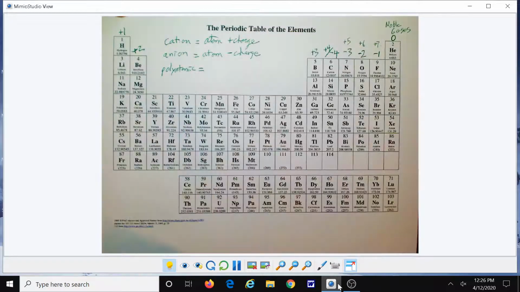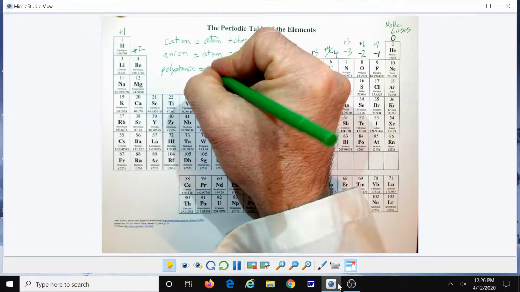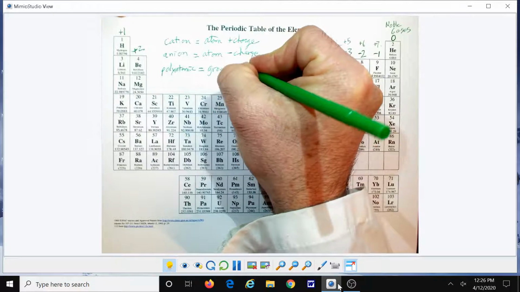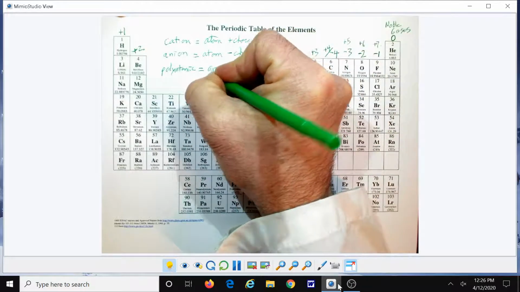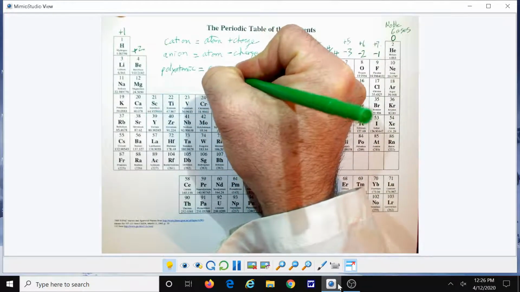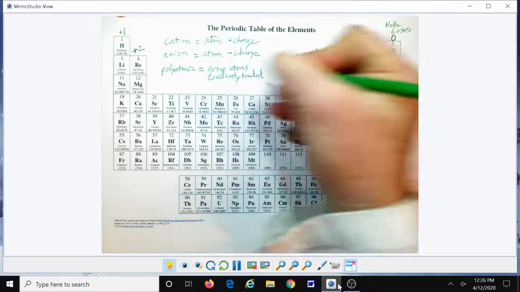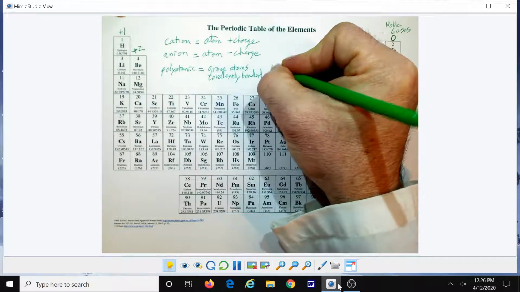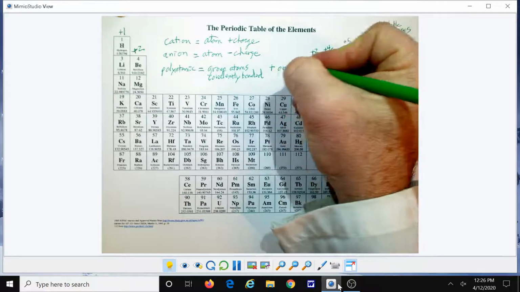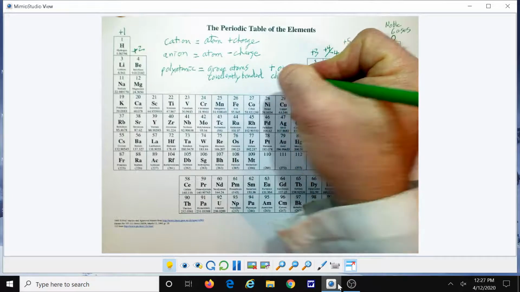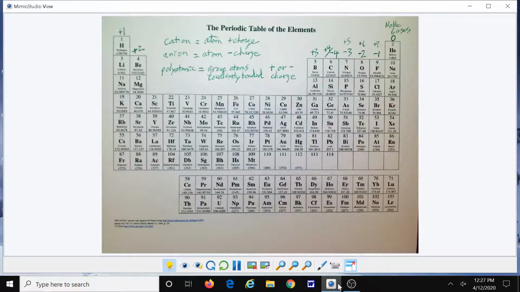And a polyatomic ion is a group of atoms together, and they're covalently bonded, and they can either have a positive or a negative charge. So let's take a look at those.